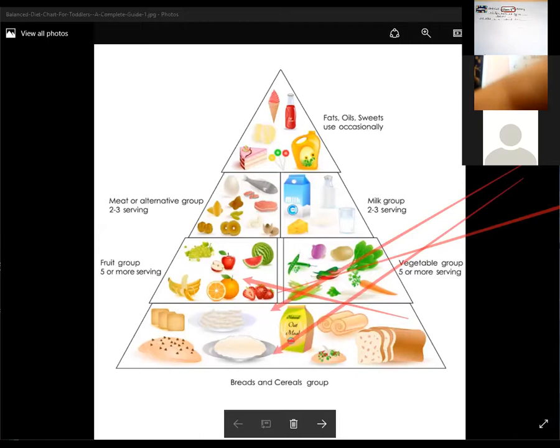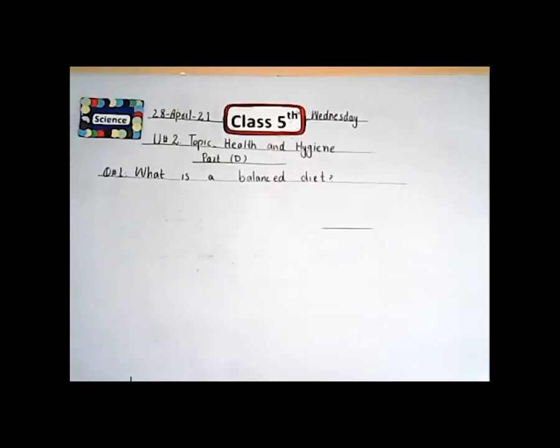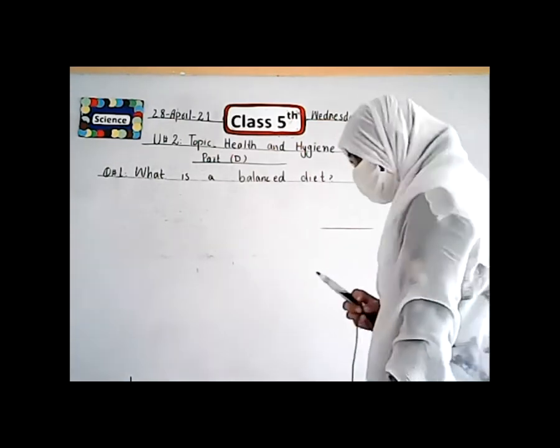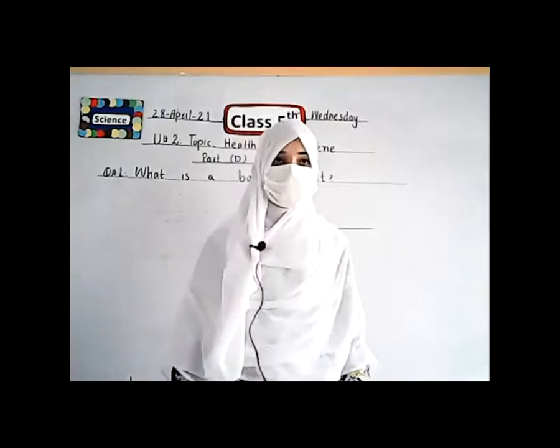The third is milk group, the foods that are made from milk. Students, in these pictures, I hope all the students understand about balanced diet. Now I write the answer of this question.